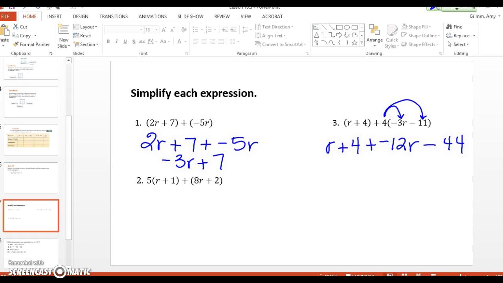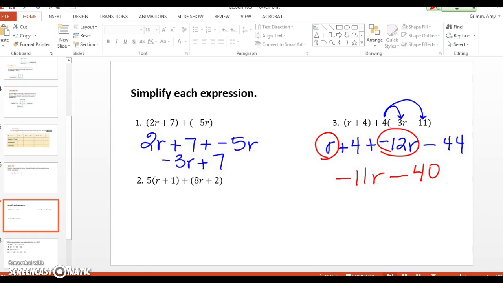Now I can combine my like terms. So the ones I can combine here are the r and the negative 12r. How much would that make? Negative 11r, good. Because I'm combining the things that are exactly the same. So I'm combining this and combining that. Negative 11r. And then I can put my numbers together. I have a positive 4 and a negative 44, which would make minus 40. Does that make sense? If it doesn't make sense, let me know. We're going to spend more time practicing this today to make sure you've got it.